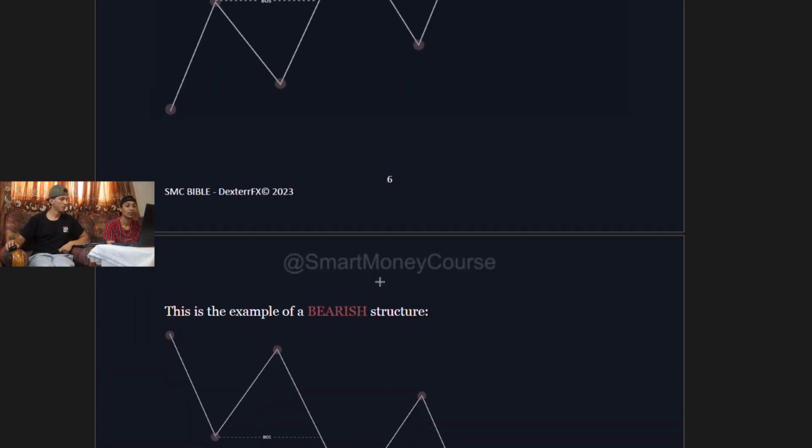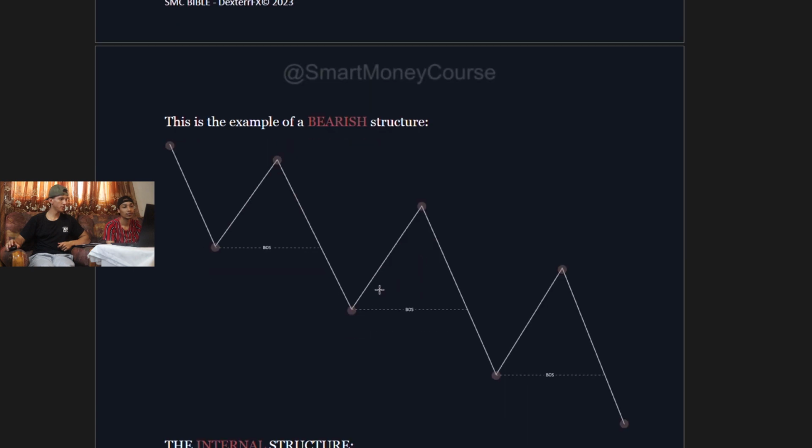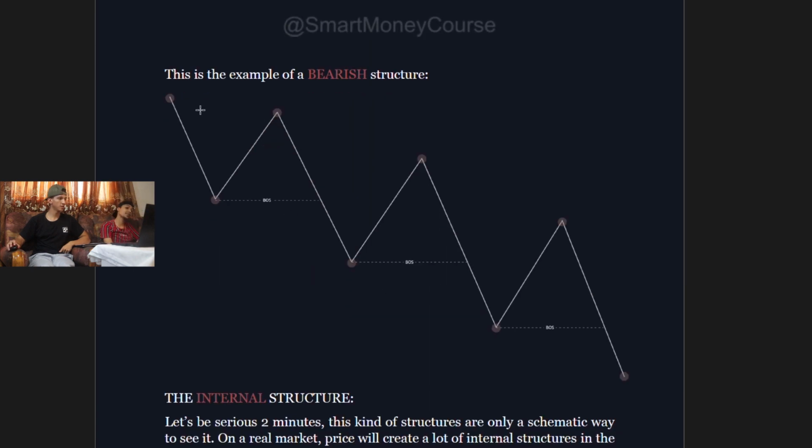So this is an example of a bearish structure, a downtrend. Basically, it does the same thing: it makes lower highs, lower lows, lower highs, lower lows, and so on.